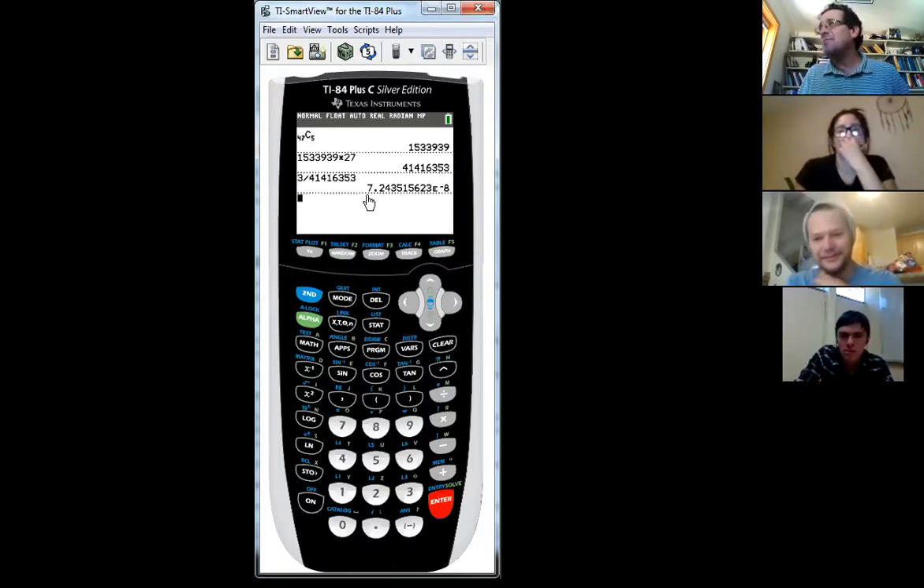So no, it can't be. 7.24 is never a probability. Probabilities can't be bigger than 1. You can't have more than a 100% chance of winning. Does that make total sense?